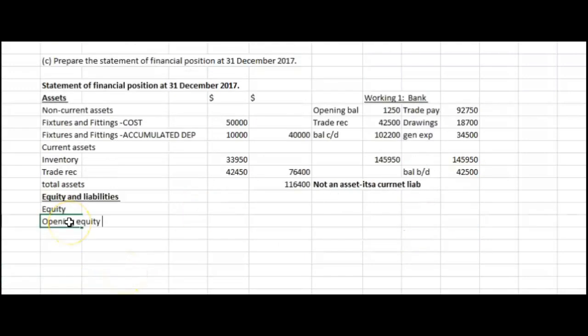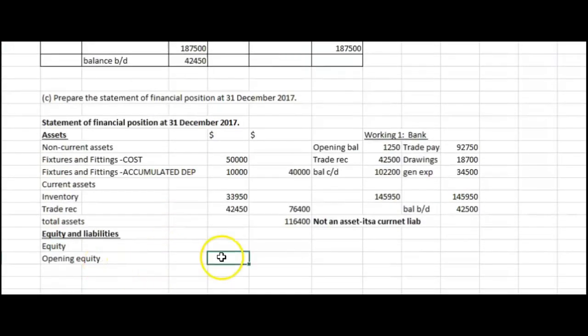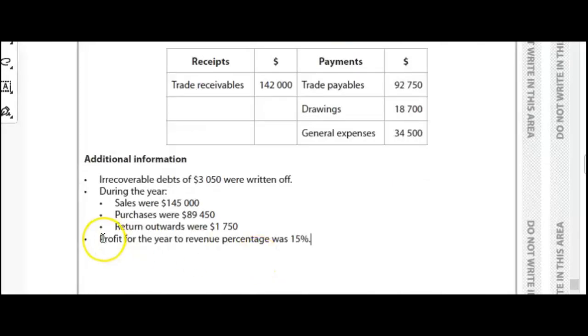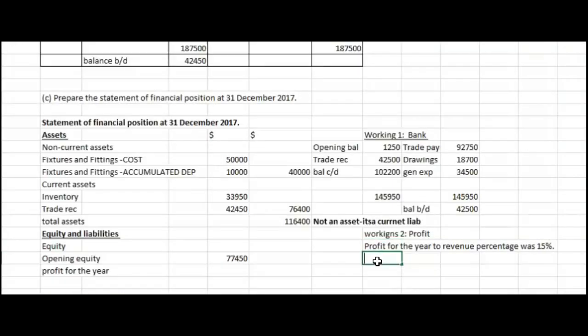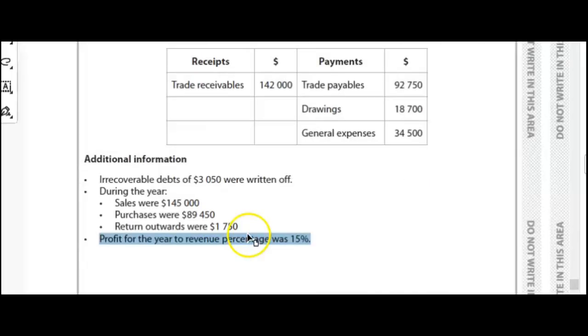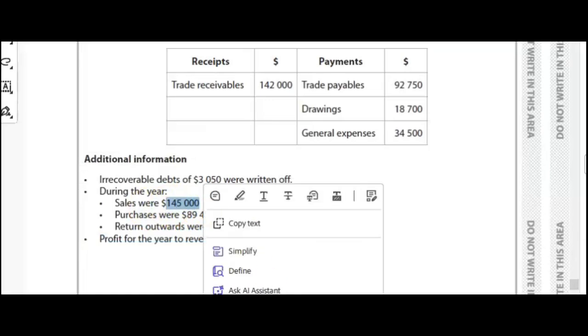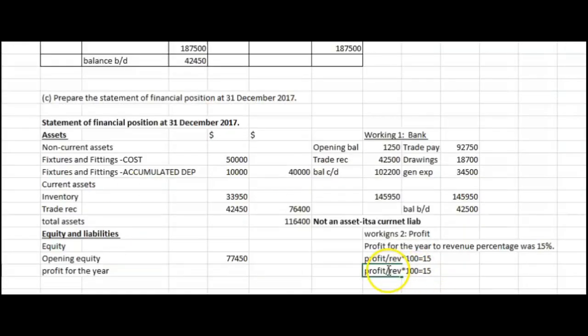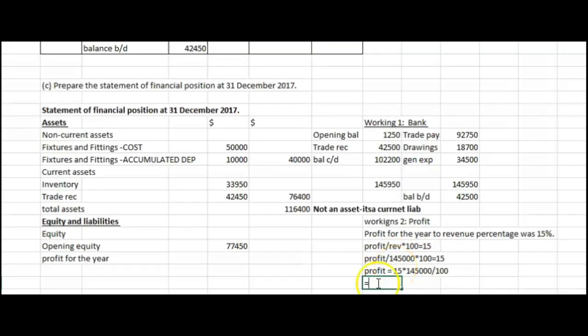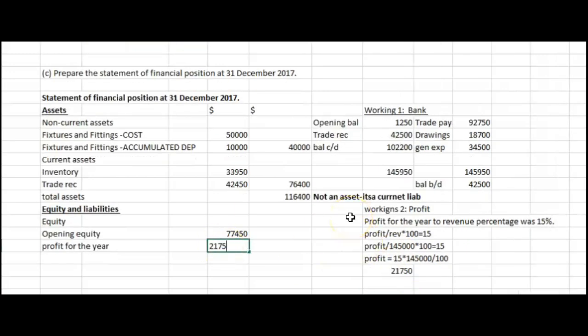Now that we've calculated total assets, let's move on to the equity and liabilities section. We'll start with equity. First, we write down the opening equity, which we calculated earlier as $77,450. Next, we need the profit for the year. The question doesn't give it directly, but it tells us that profit is 15% of revenue. So we set up the equation, profit divided by revenue times 100 equals 15. Rearranging that, profit equals 15 times 145,000 divided by 100, which gives us 21,750. We write 21,750 as the profit for the year.